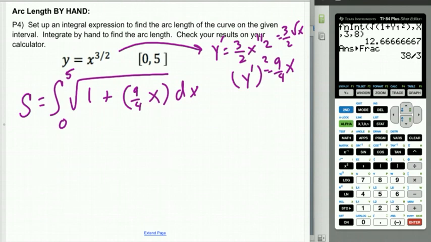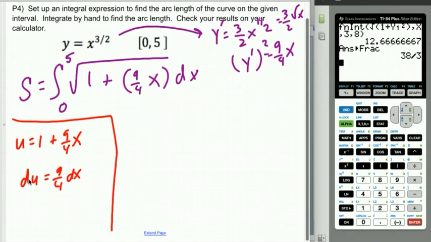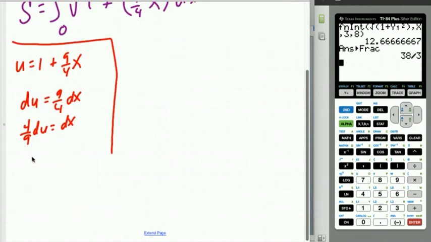When I go to integrate, this is going to be u sub again. It's a little bit less straightforward this time because my u in this example is going to have a 9/4 in front of the x. So my du is going to have a 9/4. What that means is that I'm going to get 4/9 du to replace my dx. So this is going to be the integral of root u times 4/9 du. There's basically going to be a 4/9 in front of this thing.